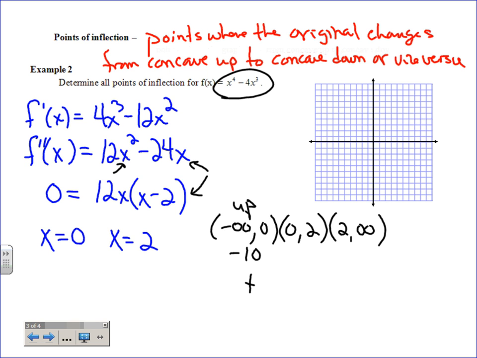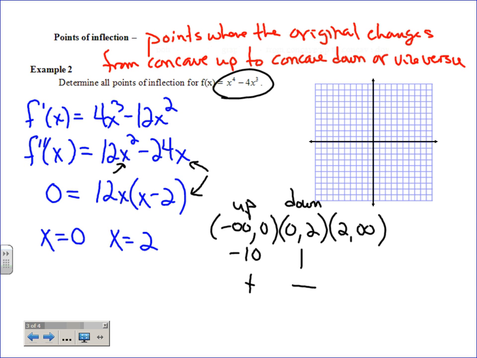And from 0 to 2, you pick some value. 1 is probably the obvious choice. You put in 1 back where we did before. You square it. It's 1 times 12 is 12. Minus 24 is what it ends up being. And so that is a negative value. So this one is concave down.